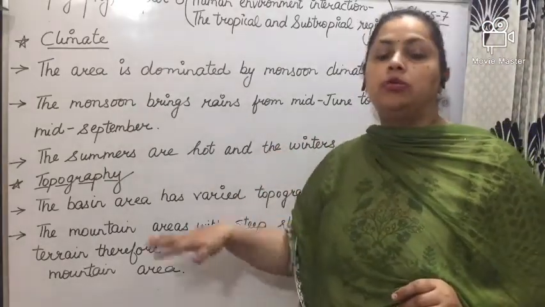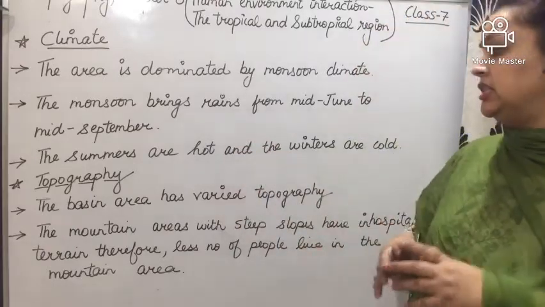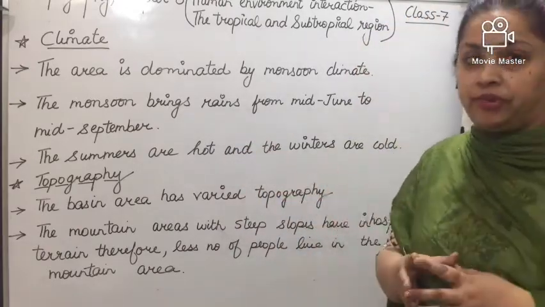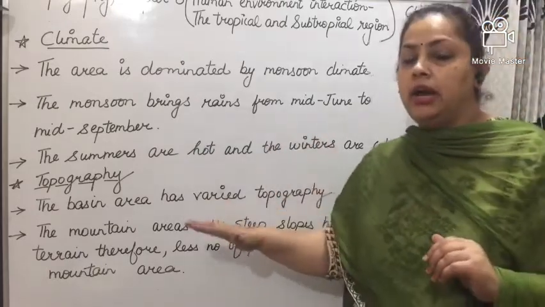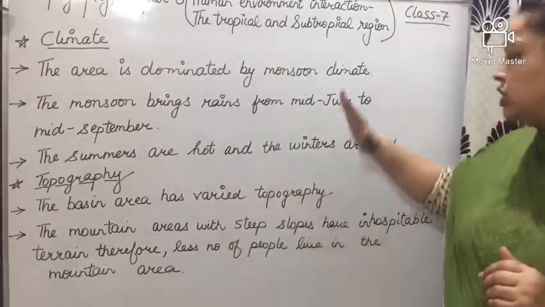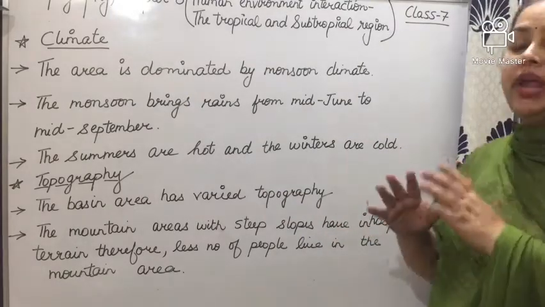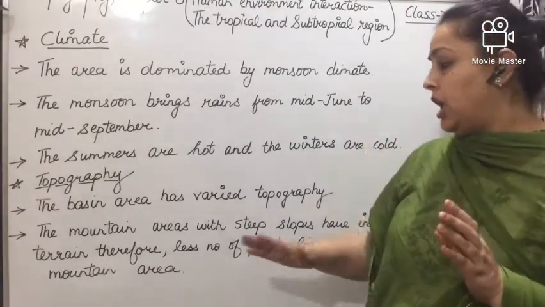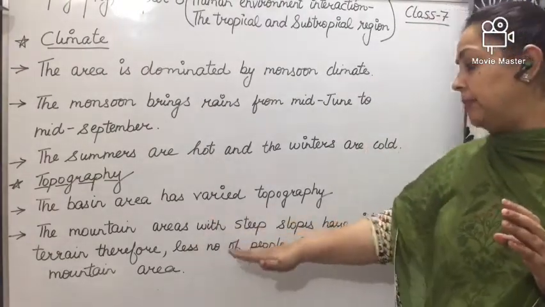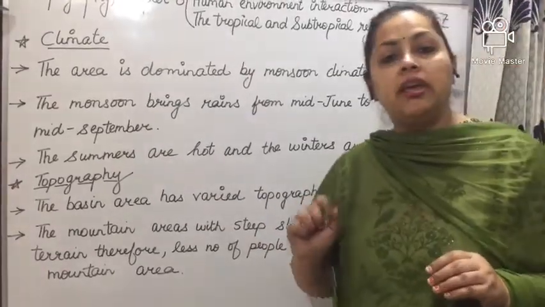Now we will talk about the topography. The basin area has varied topography. The mountain area has a steep slope with inhospitable terrain, which means it is very difficult to live over there. Therefore, fewer people live in the mountain area.